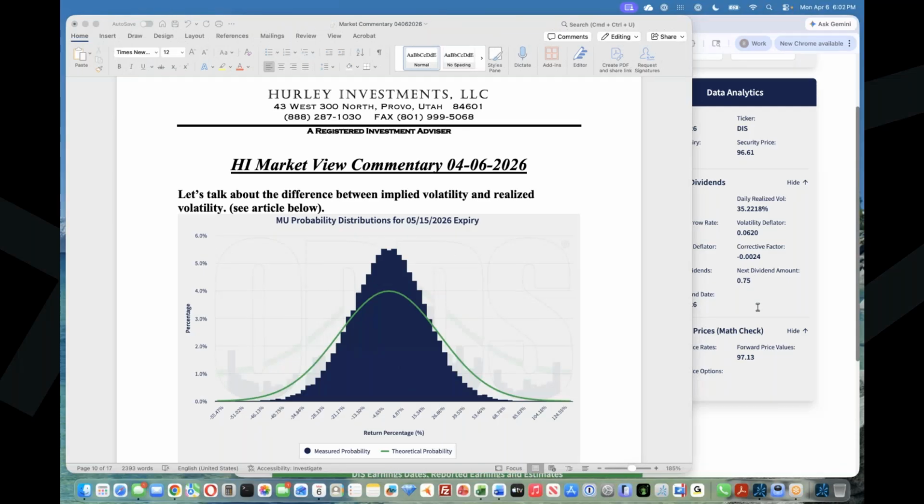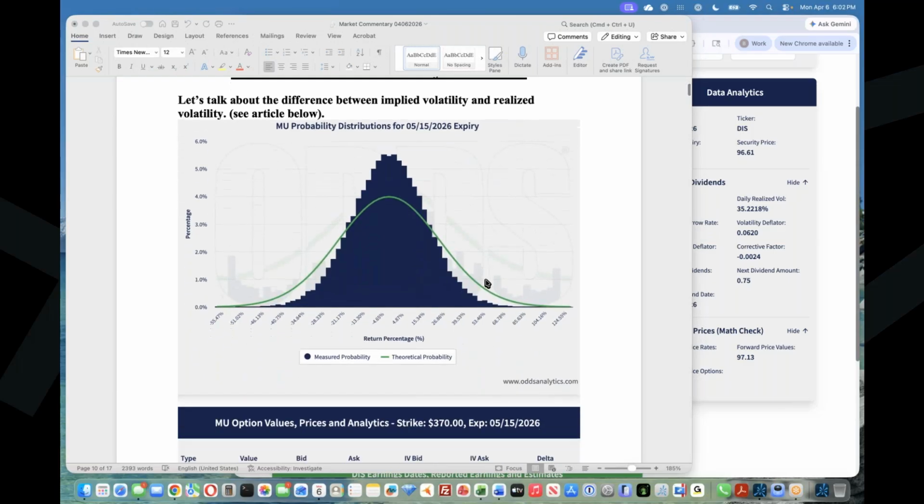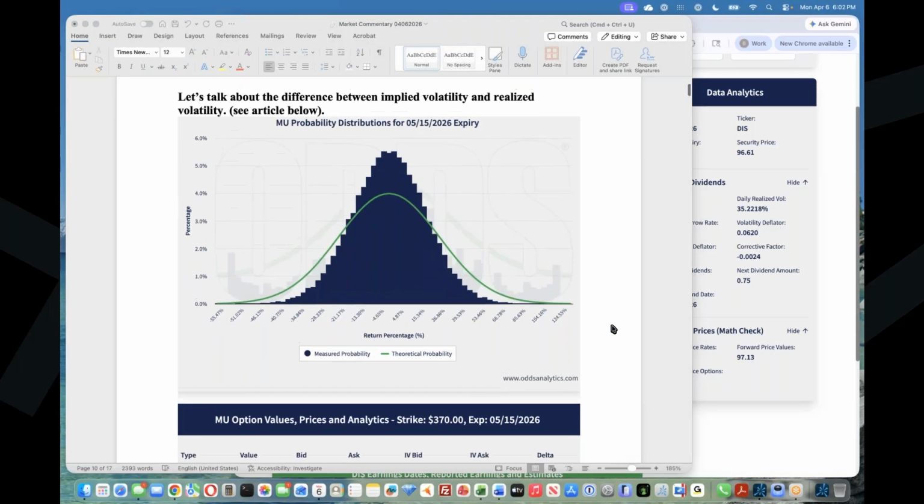So the reason I'm teaching today is somebody requested that they want to know a little bit more about this kind of stuff on volatility, and I get excited about this stuff. So Kevin reached out and told me, I think you want to teach this, so I do. And what I want to talk about is the difference between implied volatility and realized volatility.